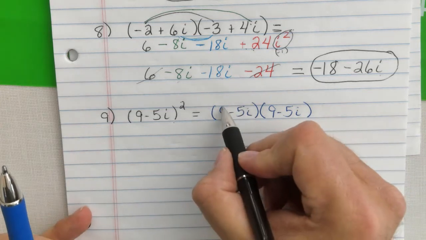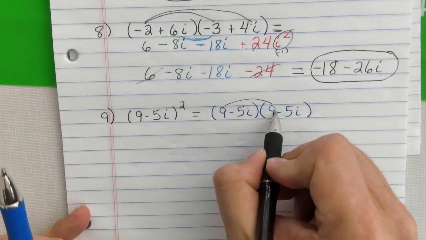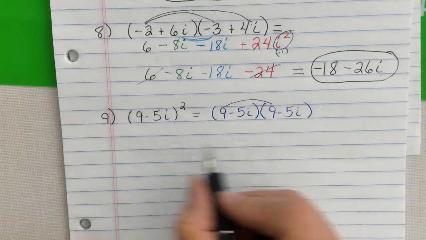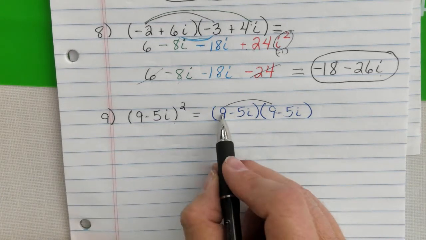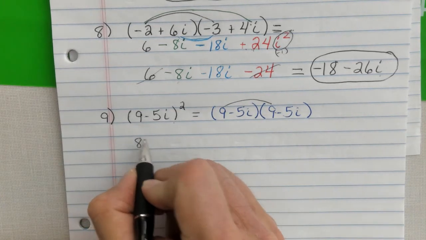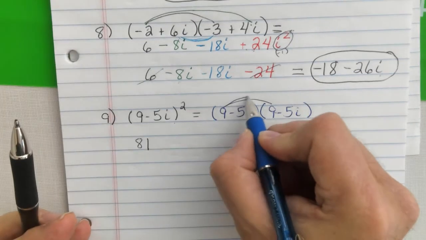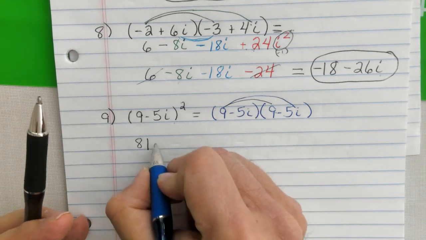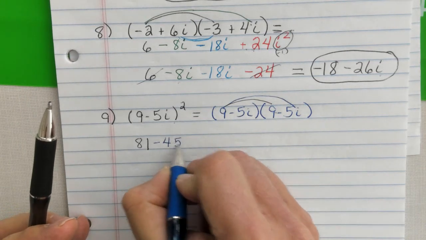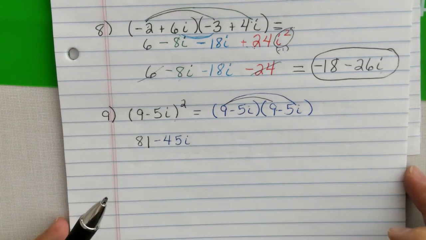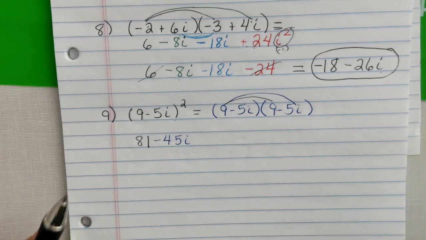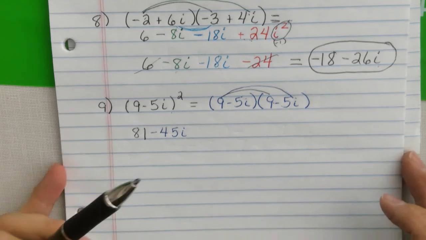Let's see. 9 times 9, I'm FOILing out now. We'd have 81. Is this going to be a minus 45i? Oh, I feel sort of stupid. I keep looking this way when I'm looking to see if it's showing. But I could just look right over there. It's right in front of me. Oh, wow. Okay.